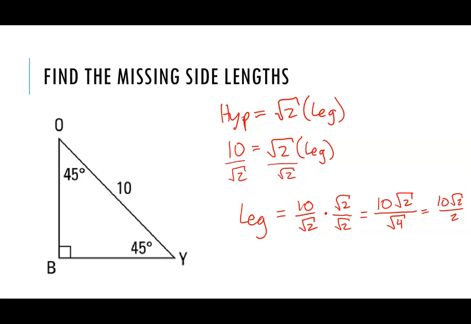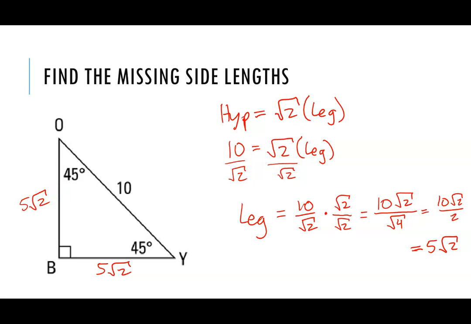And a lot of times when we do this, we can actually then simplify the top number and the bottom number. 10 can divide by 2, and so we can actually write this in a much simpler form. We can say it's just equal to 5 square root 2. So the leg here is 5 square root 2. And the leg here is also 5 square root 2.